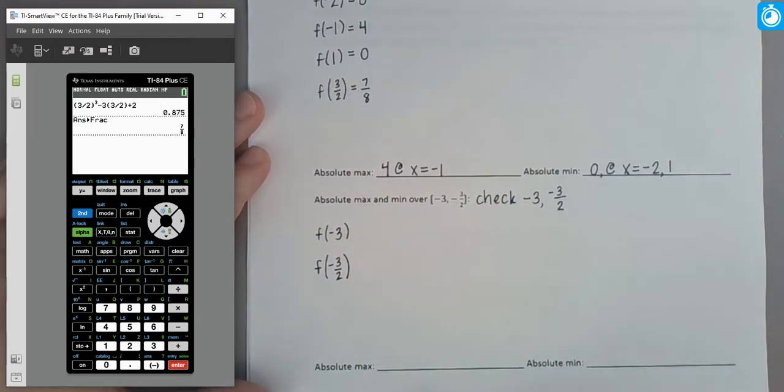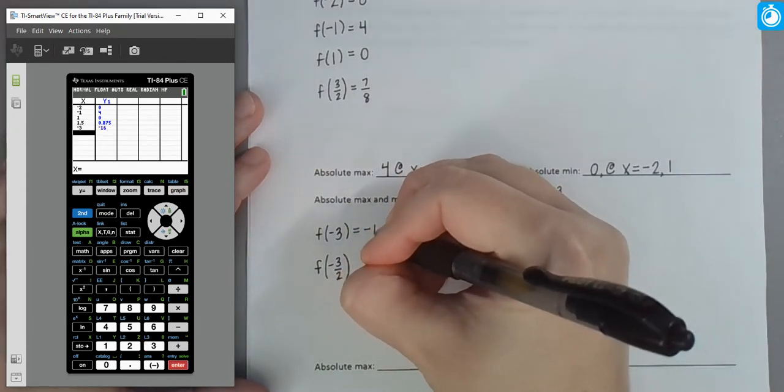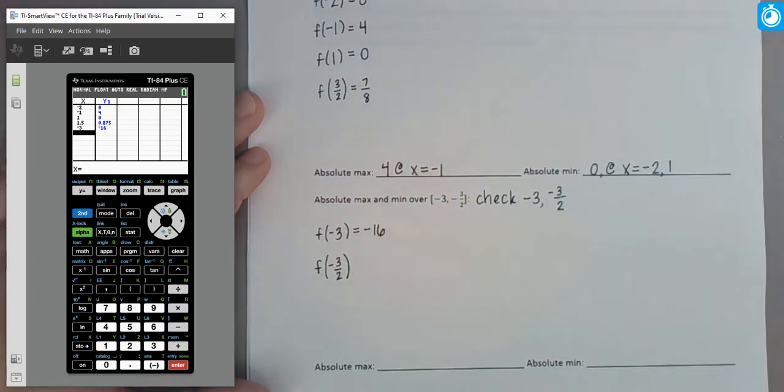Again, we can use the graphing feature if we want. So I'm going to go back into the table. What happens if I sub in negative 3? Well, that's going to give me negative 16. And then we'll try negative 3 halves. We'll see what happens. So negative 3 halves. And again, we get a fractional value. So let's go back out and type that one in by hand.